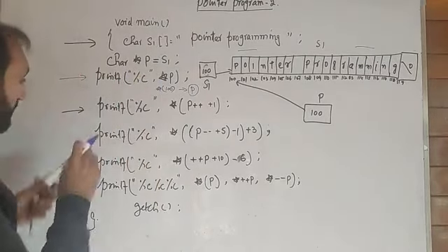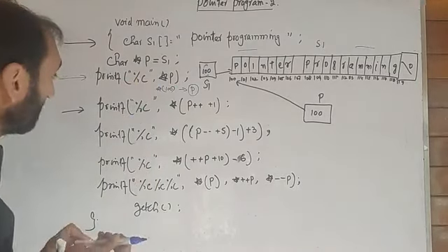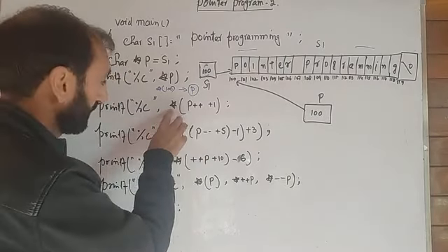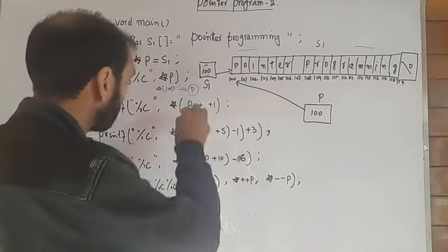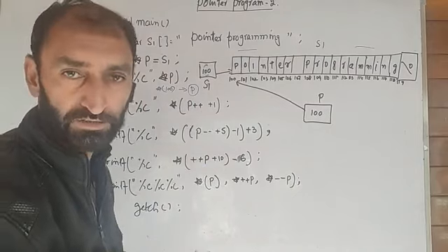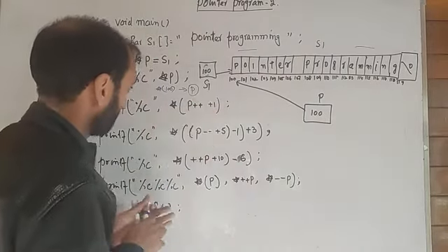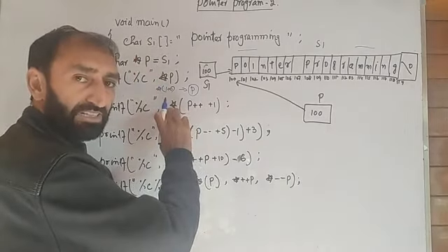Now we will come to the next instruction. Here, printf %c, asterisk indirection operator, (p++ + 1). First, we know that these parentheses have higher precedence. That means this may get evaluated first, and after that the value will get returned.